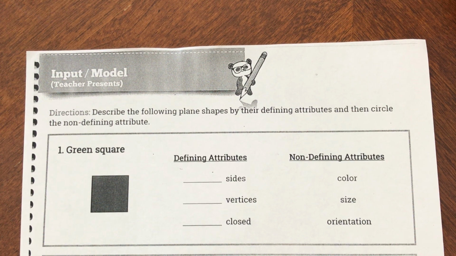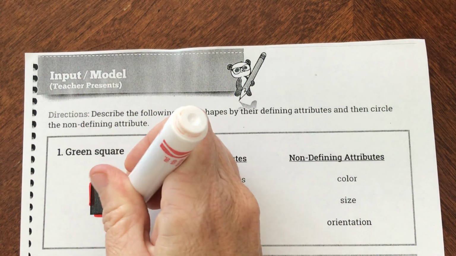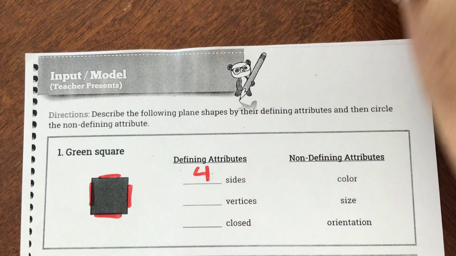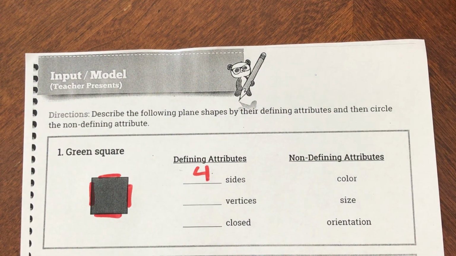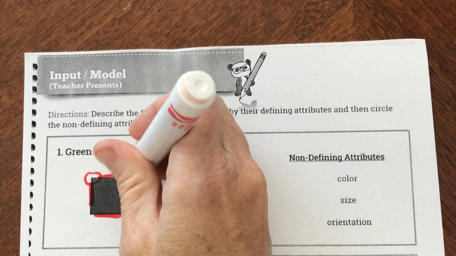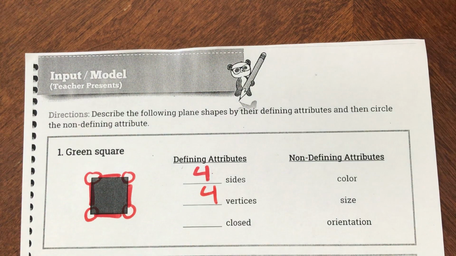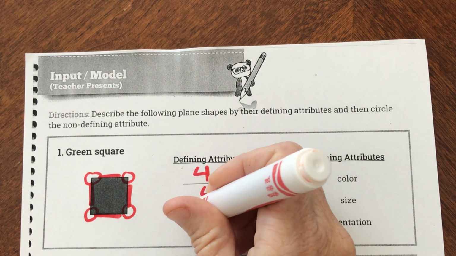Well, the defining attributes, the things that help me figure out what it is that I'm looking at, would be its sides. I see there's 1, 2, 3, 4 sides to my shape. The other thing that is a defining attribute of this shape is how many vertices does it have? 1, 2, 3, 4. And remember, our vertices are our points or our corners. And then this says, is it closed or not closed? And it is closed. So I could say yes.